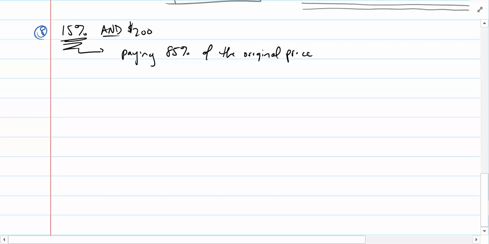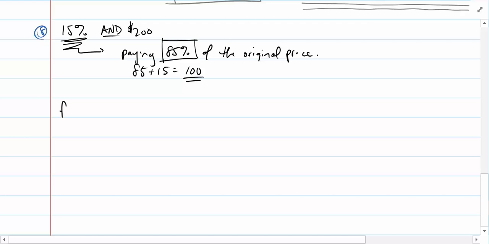Now, where did the 85 come from? Well, 85 and 15 will equal 100, or 100% of the original price. So this is a good trick that we use when we're talking about discounts. Rather than focusing exclusively on how much the discount is, instead we should focus on the percentage of the original that we're going to pay.